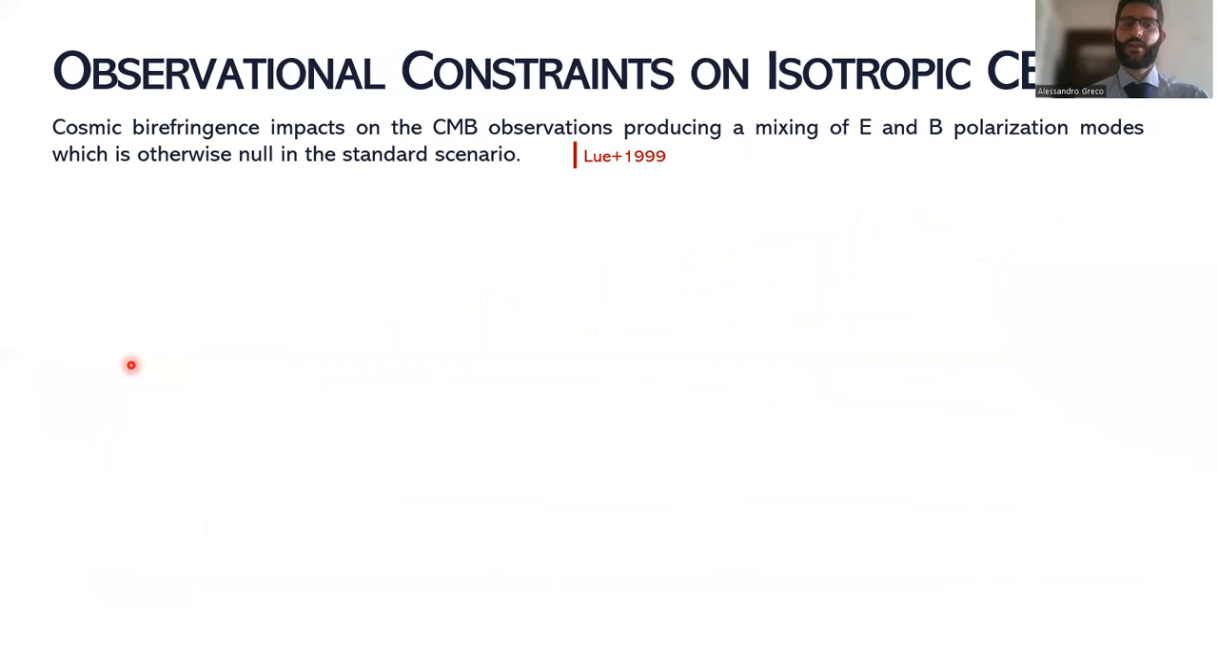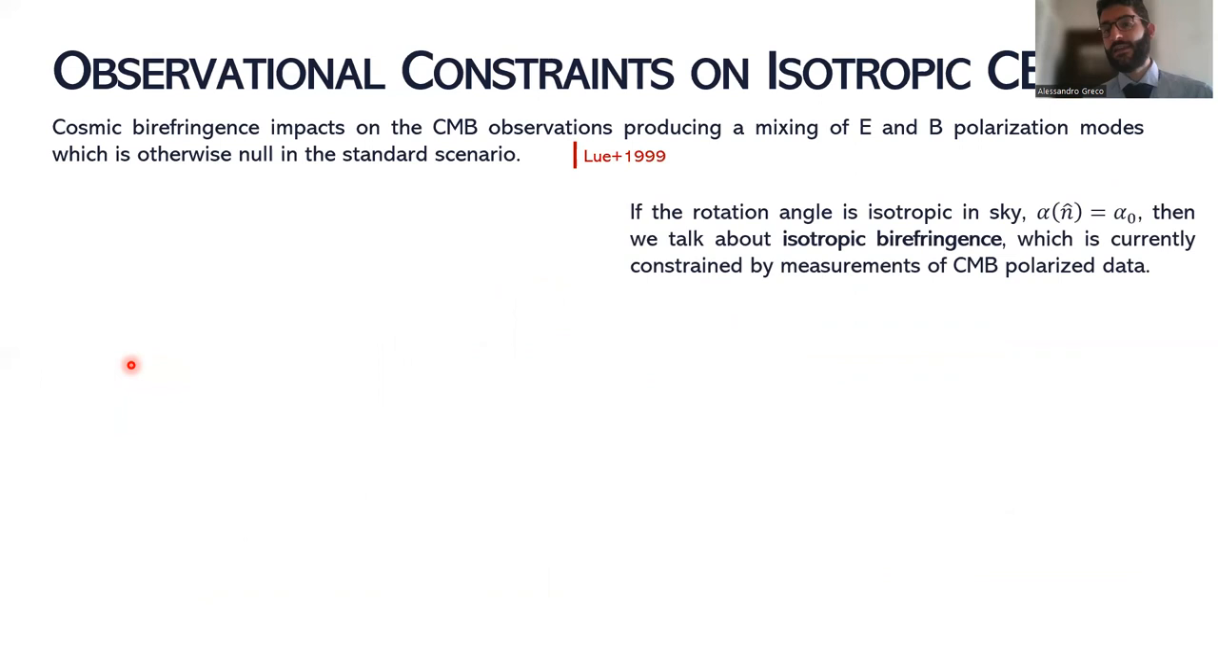However, the important fact is that there are also observational constraints on isotropic cosmic birefringence. Cosmic birefringence impacts CMB observations, producing a mixing of E and B polarization modes, which is otherwise null in the standard scenario, as I said at the beginning of this talk. If the rotation angle is isotropic in the sky, alpha is just a number, alpha zero. And we talk about isotropic birefringence, which is currently constrained by measurements of CMB polarized data. In the sense that you have the standard CMB spectra of lambda CDM and two others that are identically zero in the standard scenario.